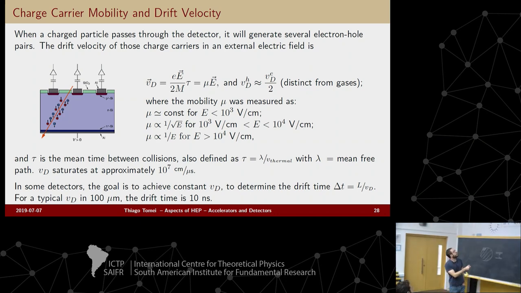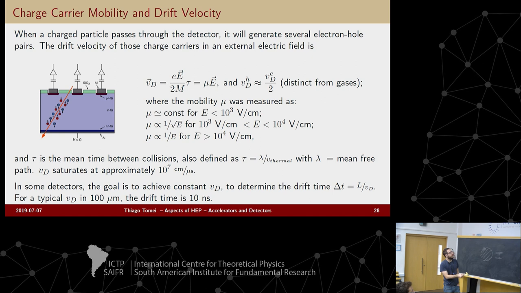Maybe I could skip this. Then you can calculate the drift speed here, and it's actually much, much higher. So these detectors are fast. You can see that it saturates at 10 to the 7 centimeters per microsecond, which is a lot. And the drift time is super small, 10 nanoseconds for it to give a signal.